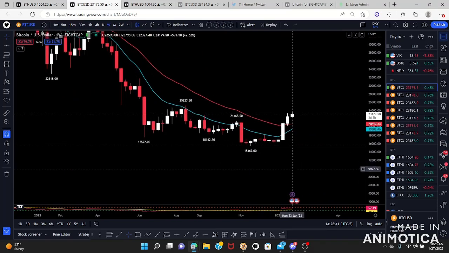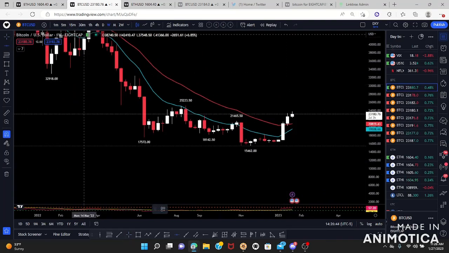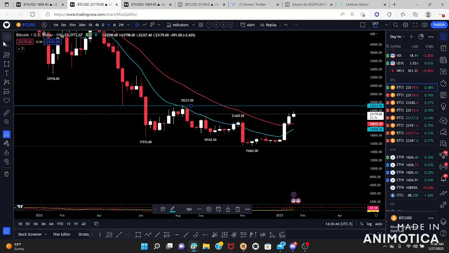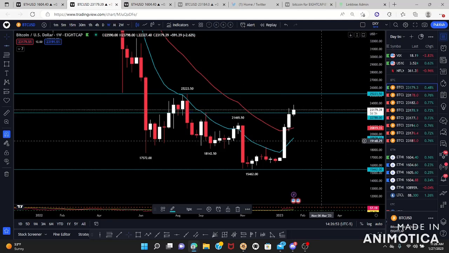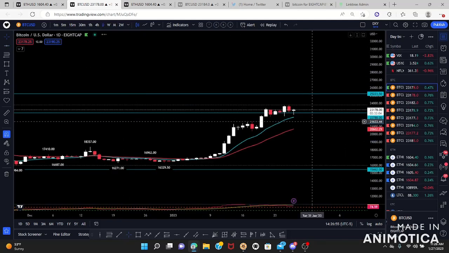We're going to be reviewing Bitcoin, setting it up for our next trade. We're going to go ahead and start off in our weekly, placing our resistance and support trend lines. What a push, right? Perfect. Now we're going to go down to the daily.